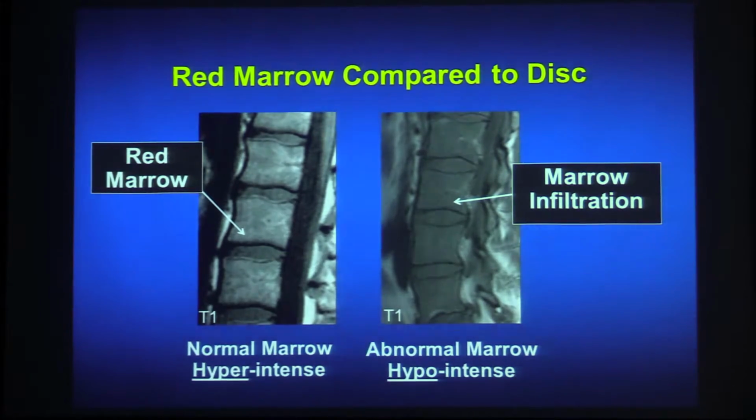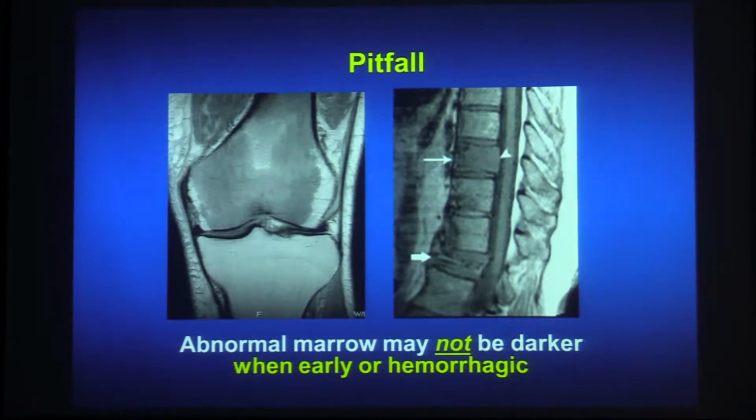If it's brighter than the disc, you're thinking red marrow. If it's darker, then you're thinking marrow infiltration. So there are some pitfalls. If the abnormal process is early and hasn't completely eliminated the fatty marrow, it can still be a little bit brighter than muscle. And the other thing is, we know that tumors can hemorrhage, and if there's hemorrhage within the marrow, it can also be brighter than muscle. So it's not a perfect way to distinguish these things, but it's a very important first step.